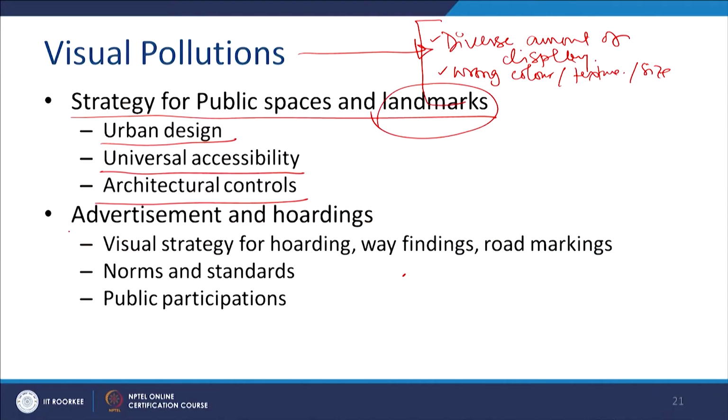The city does not have to copy an image or copy architectural control from any other European or American cities or any other cities. So, the city itself can emerge as a fantastic and beautiful city. And then at the control level for the advertisement and hoardings, we can make a visual strategy for hoardings, wayfinding, road markings, etc., and we should follow norms and standards for that. For road markings and wayfinding, we have IRC standards, similar standards are there. So, we should follow that and we should make a strategy for other elements as well. Now, strategy is required to combine each and every visual element in a concerted way, so that everything does not look like an isolated element. Then public participation.